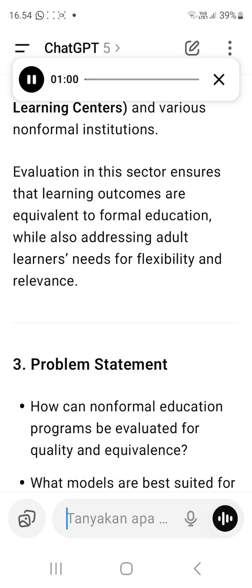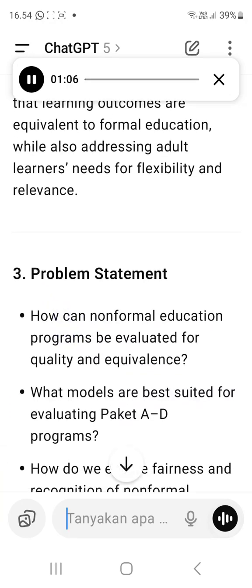flexibility and relevance. In Measure 3, Problem Statement. How can non-formal education programs be evaluated for quality and equivalence? What models are best suited for evaluating Packet A-D programs? How do we ensure fairness and recognition of non-formal learning outcomes?